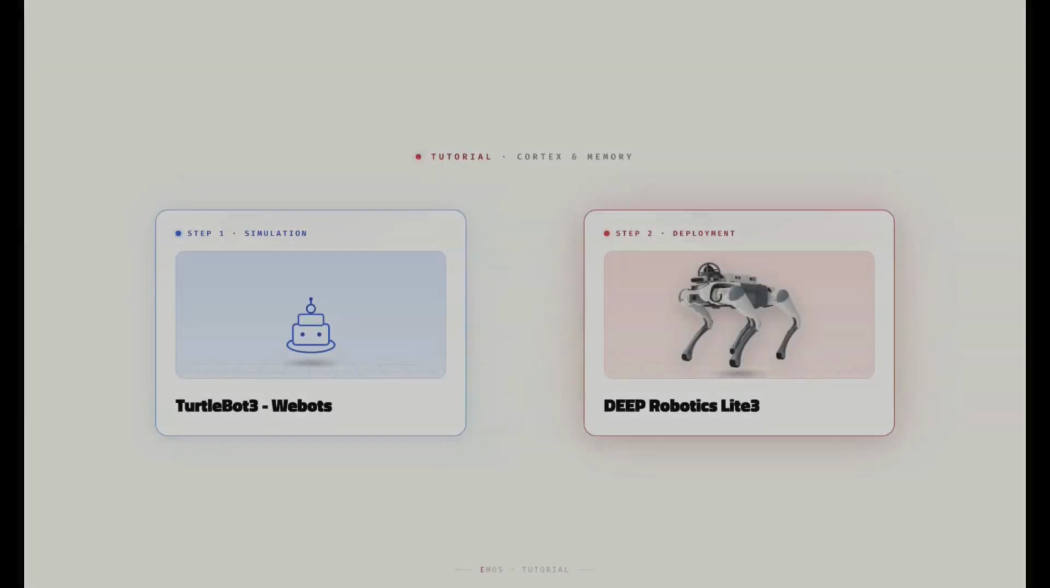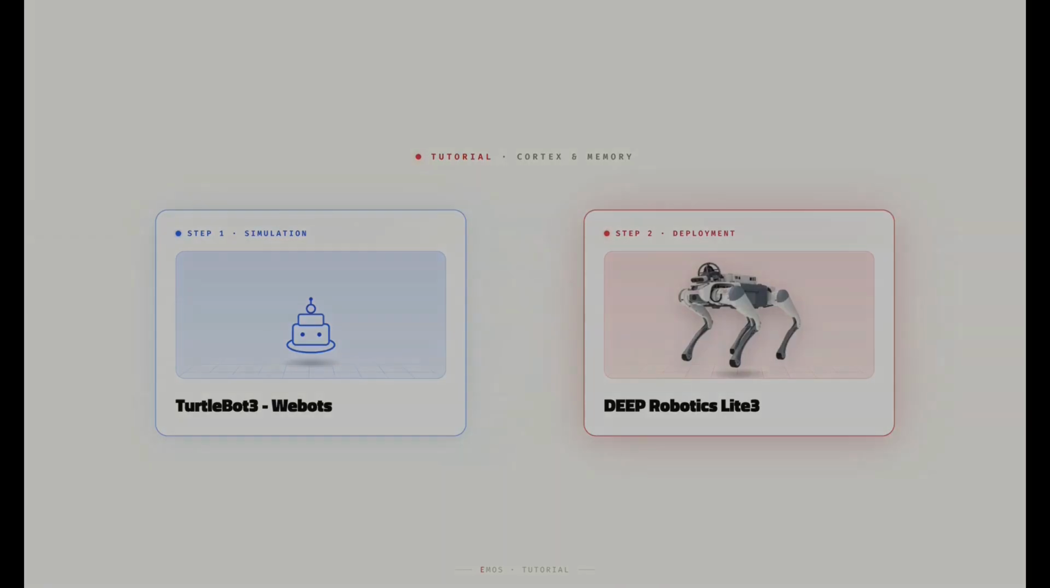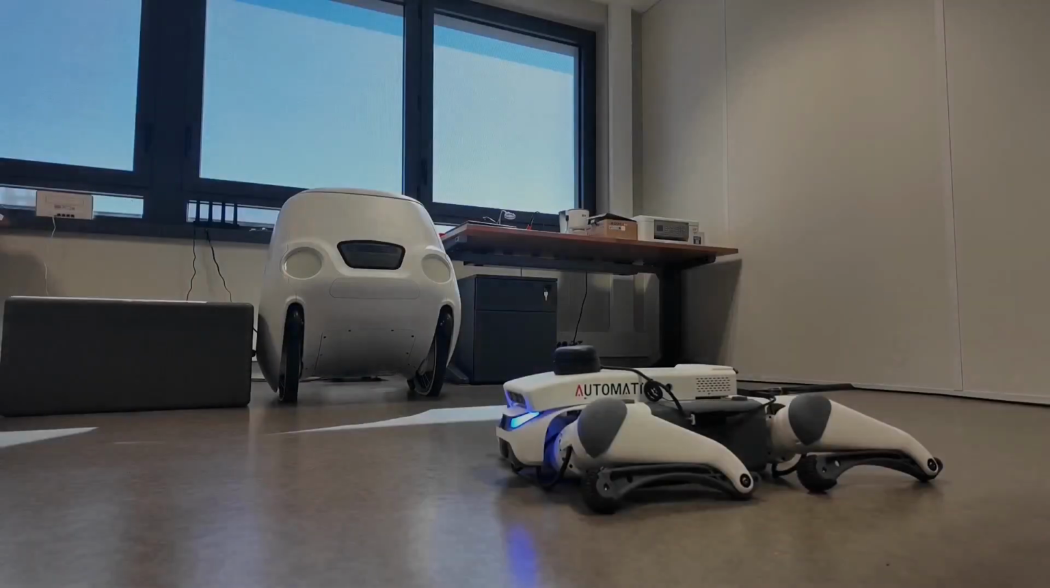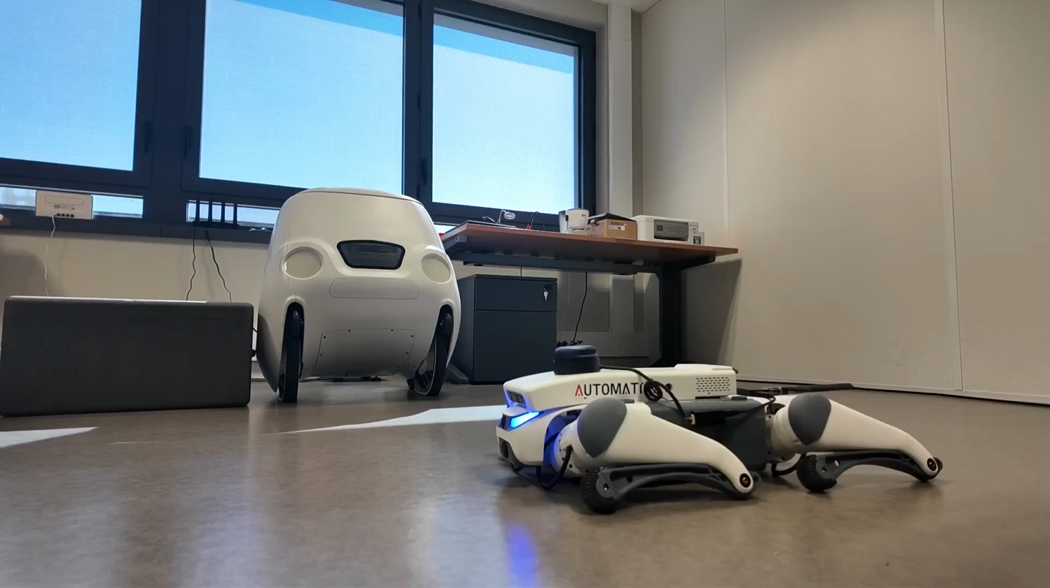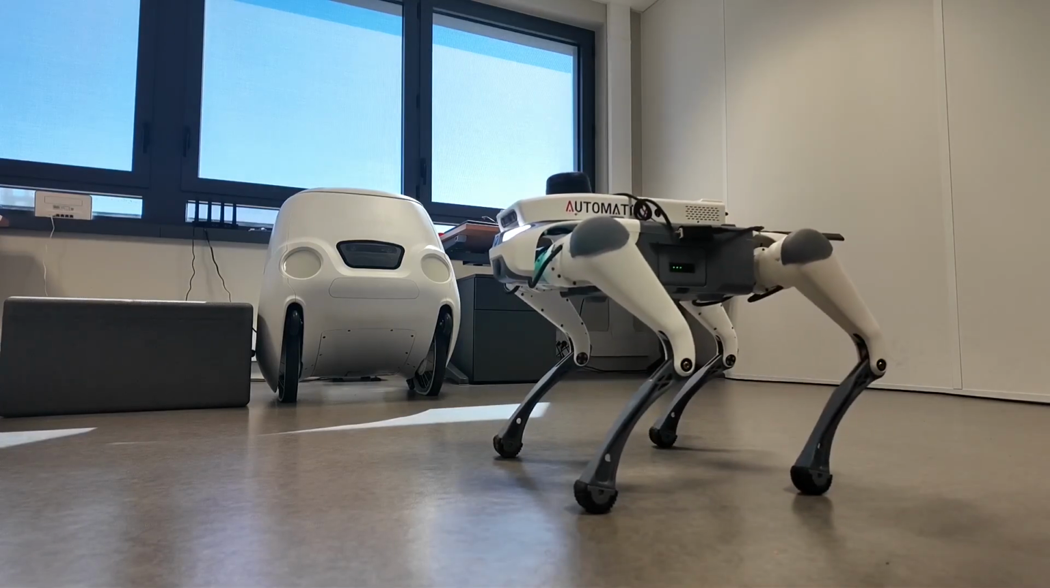Now let's deploy the exact same recipe on an actual robot that I have here with me in the office, which is the Lite 3 quadruped from Deep Robotics. We will be running the recipe on the robot's Jetson Orin board, and we will be using the 2D laser scan and the Intel RealSense camera of the robot for the images.